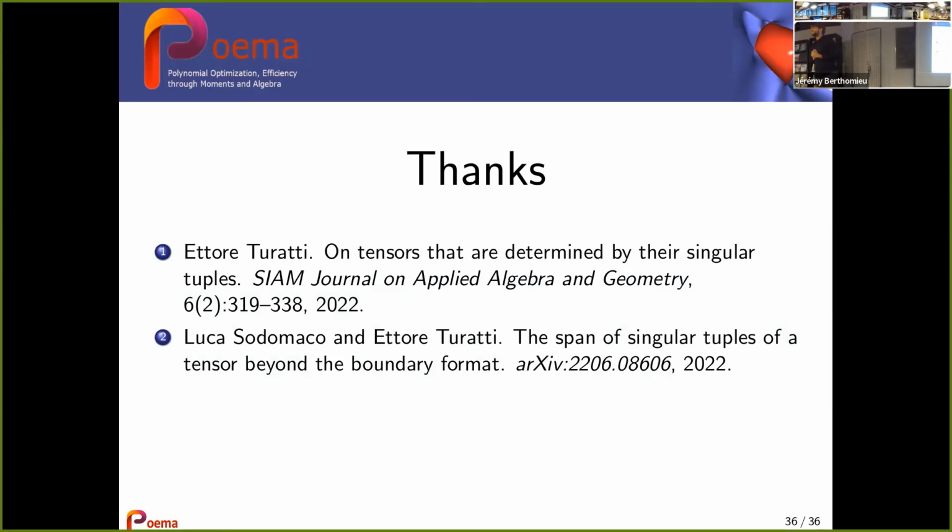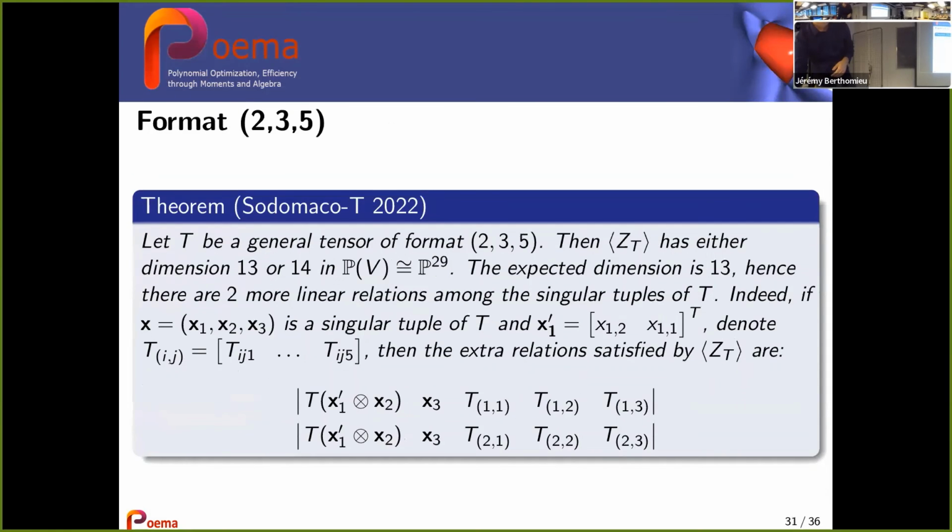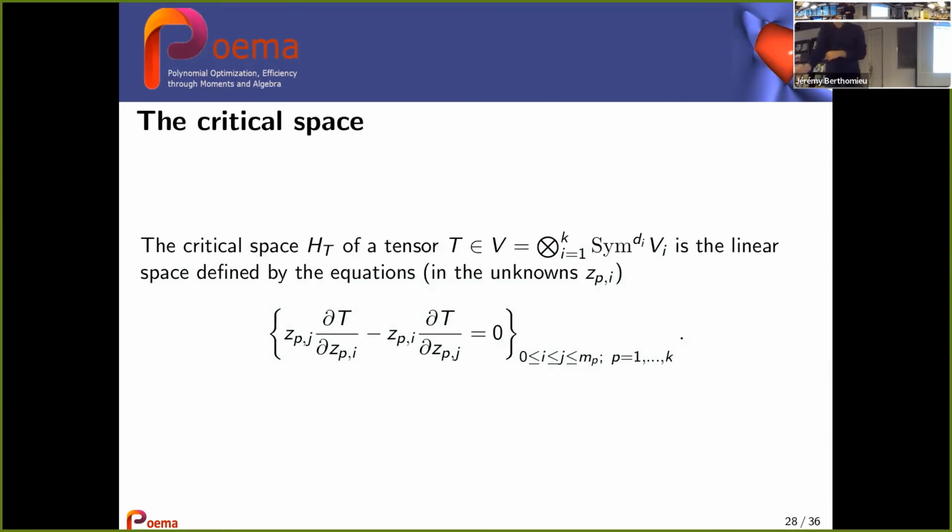Could you put the definition of the critical space up one more time? So why is it linear? Yes, because you are considering the unknowns to be these Z P I, so they are linear. These are the entries of the tensor, and those are fixed. These are fixed, and these are the variables. The critical space is of a fixed tensor.